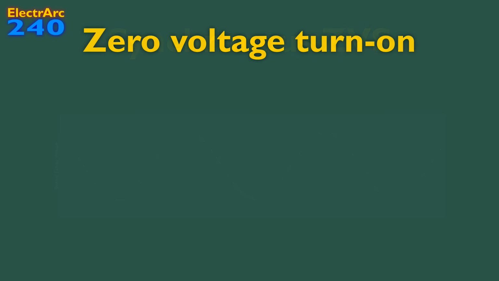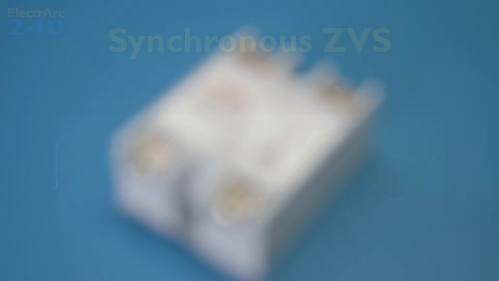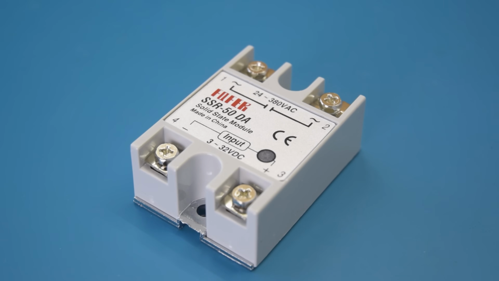A different approach to zero voltage switching is to synchronize the turning on of the switch to when the voltage naturally reaches zero. Of course, this only happens in certain situations, but one example is a type of solid-state relay called a zero-cross SSR, which turns on when the AC mains voltage reaches zero, preventing a sudden rush of current as capacitors get charged up.